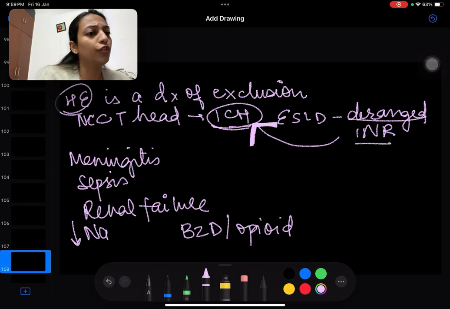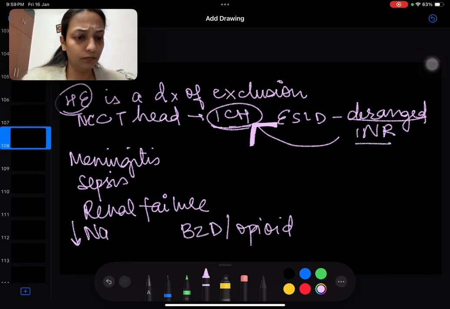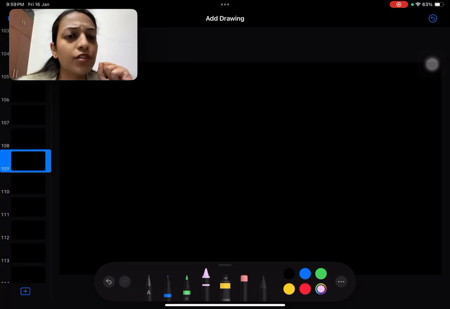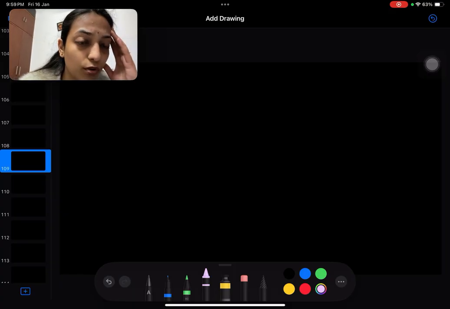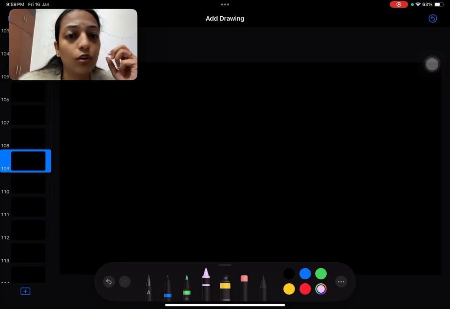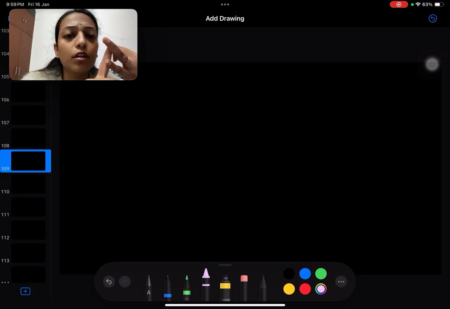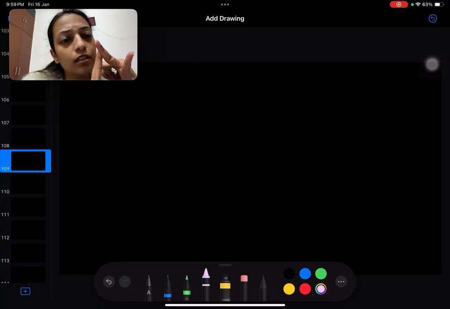What is the treatment for HE? See, what is the cause of HE? There is so much nitrogenous waste which is unable to be metabolized by liver. That is why the nitrogenous waste is crossing the blood-brain barrier and causing osmotic effects, which is leading to altered mental status. What do you do? You reduce the nitrogenous waste. How do you reduce the nitrogenous waste? By two things: increase the metabolism, or reduce the intake of nitrogenous waste.